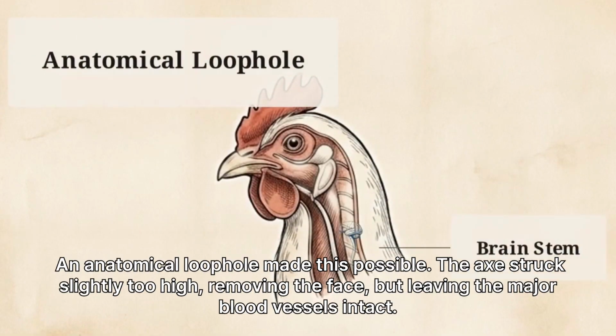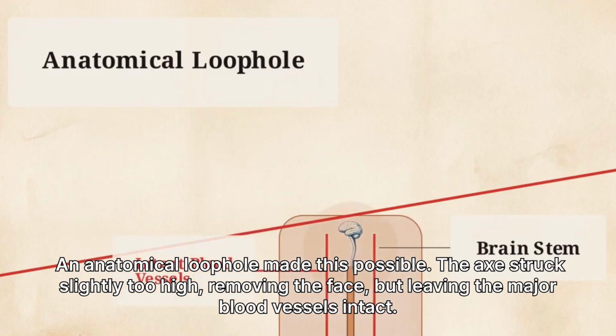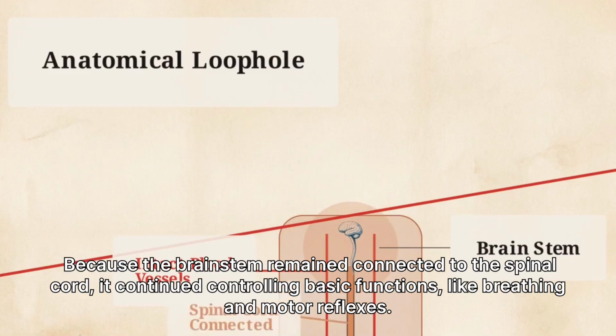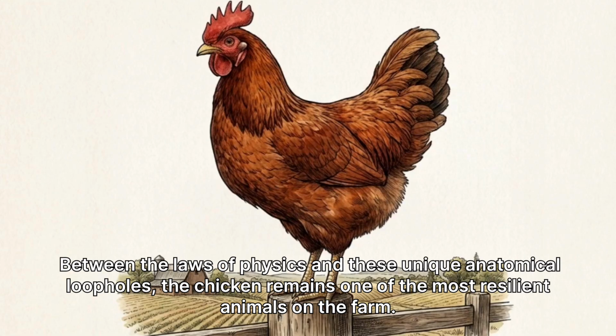The axe struck slightly too high, removing the face but leaving the major blood vessels intact. Because the brainstem remained connected to the spinal cord, it continued controlling basic functions like breathing and motor reflexes. Between the laws of physics and these unique anatomical loopholes, the chicken remains one of the most resilient animals on the farm.